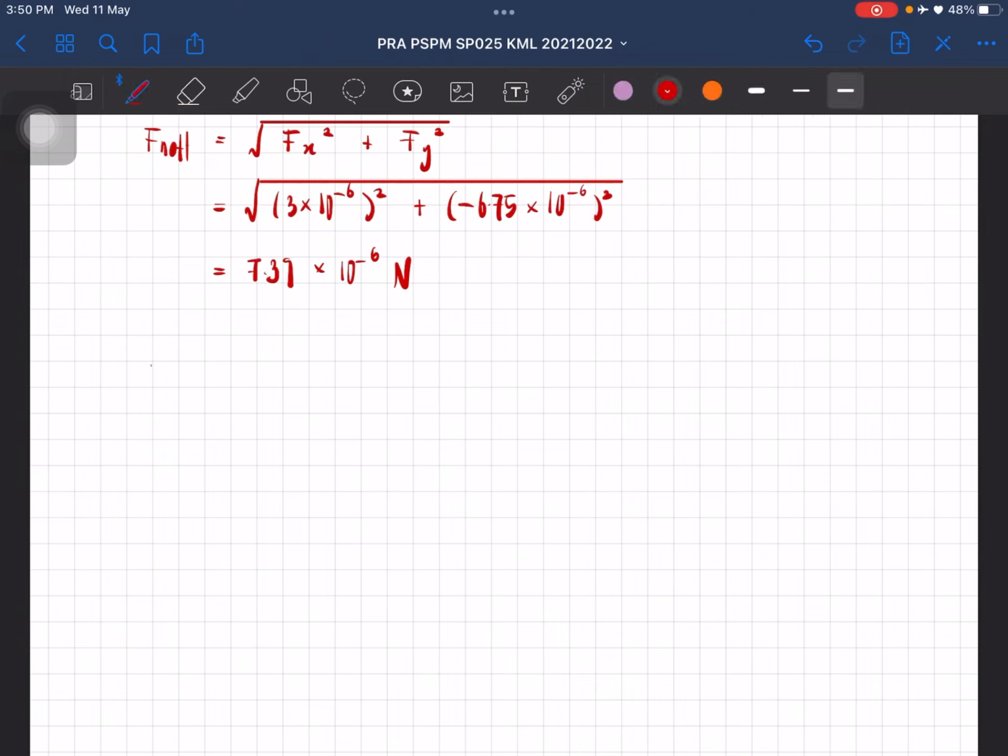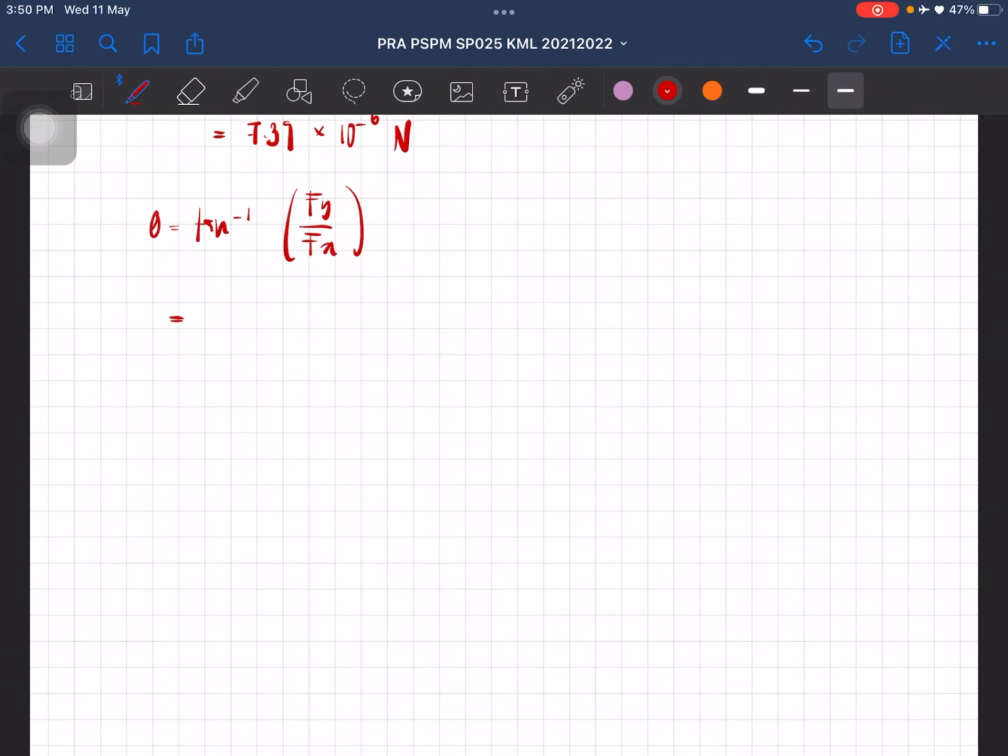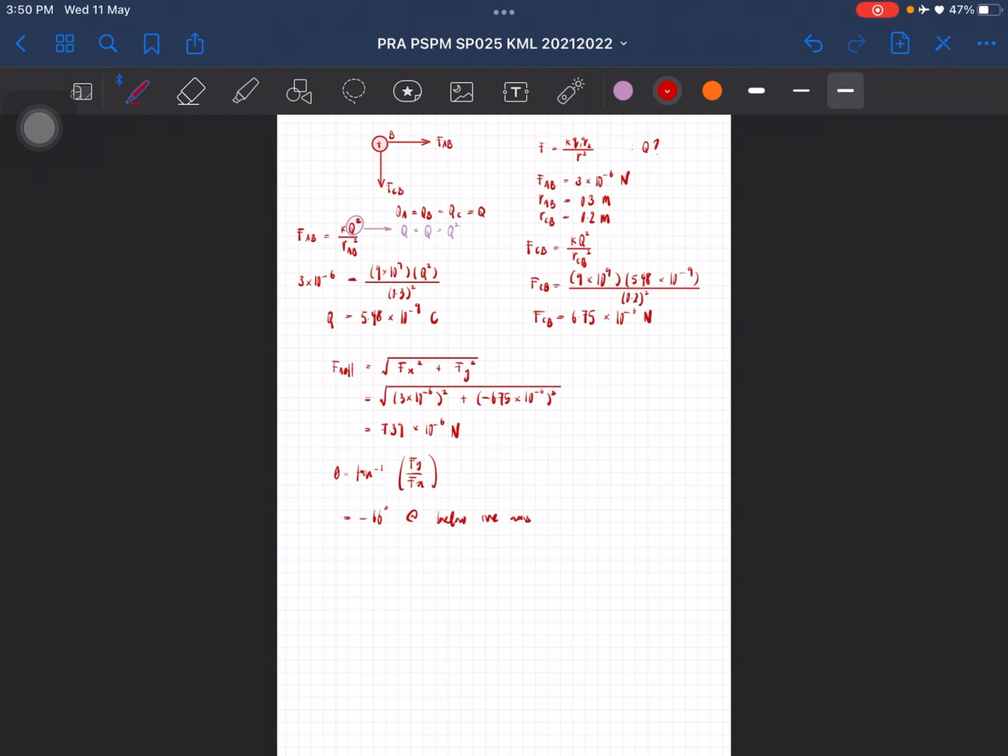So theta is equal to shift tangent Fy over Fx. Okay, so from here you will get 66 degree. I think you will write negative 66 degree because Fy is negative. Or you can also write below positive axis lah. Okay, because the Fy is in the negative direction. All right. Okay, so that is on question 1A, right?